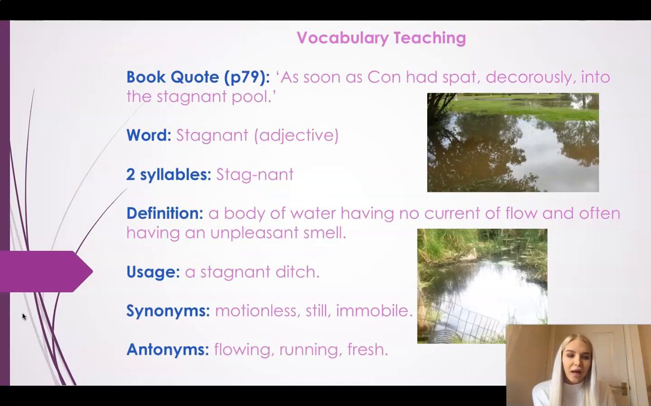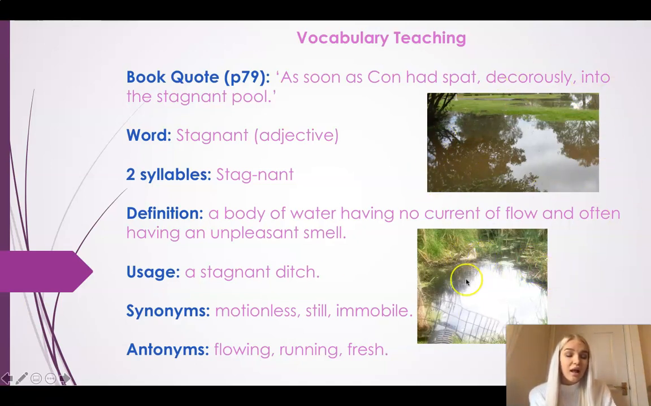Now we have got some vocabulary teaching as usual. So the first word is this word stagnant. This word stagnant is a 2-syllable word and it's an adjective. An adjective meaning that it's describing something. So in the book it's stated as soon as Con had spat decorously into the stagnant pool. So this word stagnant means a body of water that has no current or flow, and often it has an unpleasant smell. So you can see here that this is a stagnant pool of water.